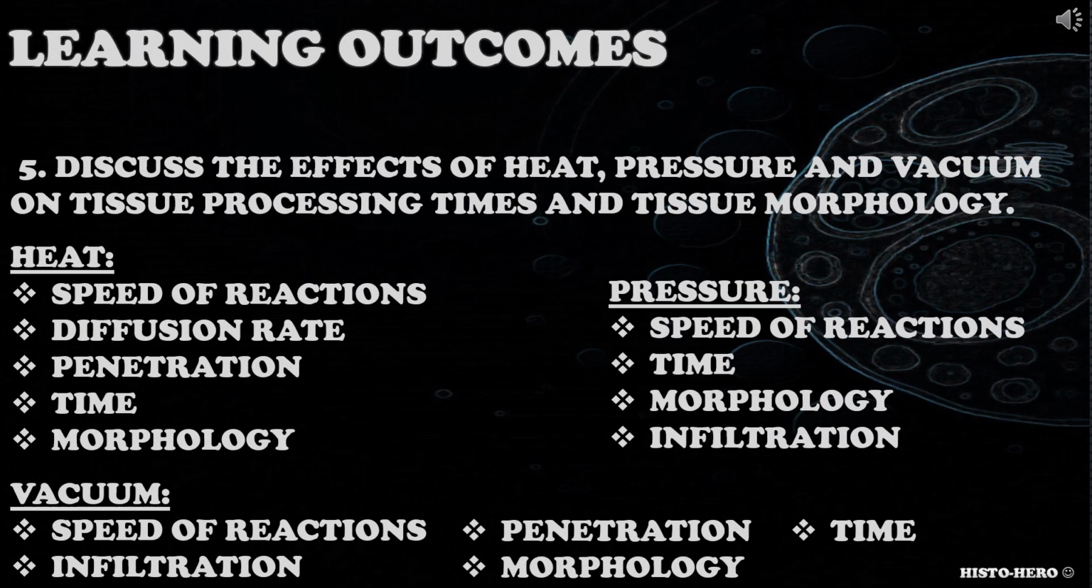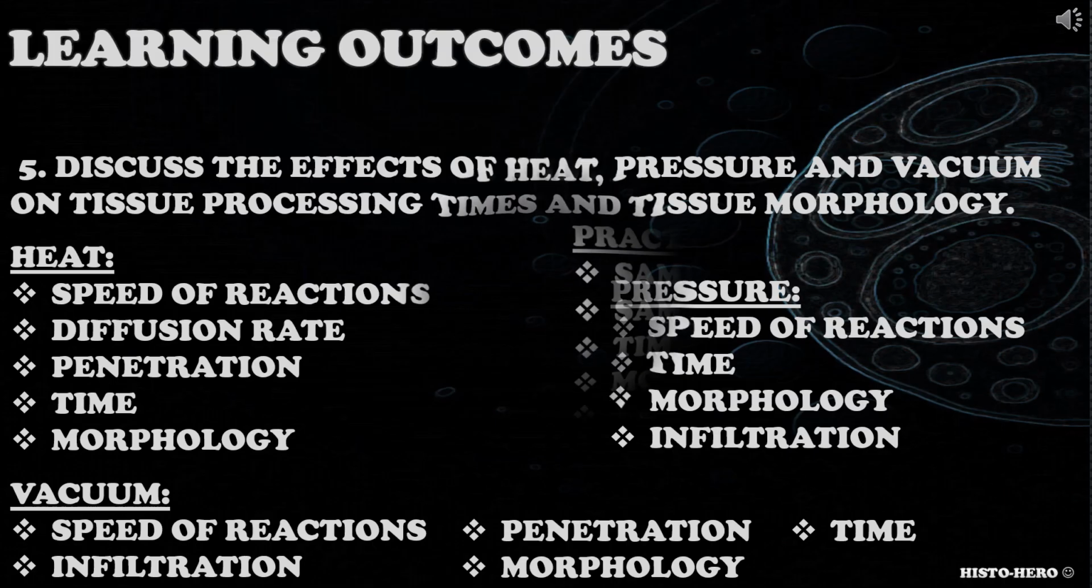The fifth learning outcome is for the candidate to discuss the effects of heat, pressure, and vacuum on tissue processing times and tissue morphology. What effects does heat, pressure, vacuum have on tissue processing times and tissue morphology? Consider how heat, pressure, and vacuum speed up tissue processing, effects on tissue morphology like shrinkage, hardening, brittleness, distortion, antigen damage, uniformity, speed of infiltration or penetration, quality of staining, and so on.